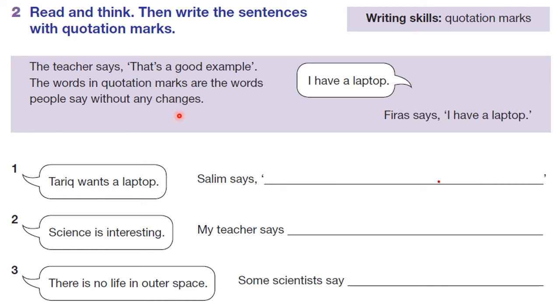Again, my students, the words between the quotation marks are the words people say without any changes. We just repeated what they said. We didn't make any changes. Listen again. The teacher says, "That's a good example." This is the original speech of the teacher. The words in quotation marks are the words people say without any changes.